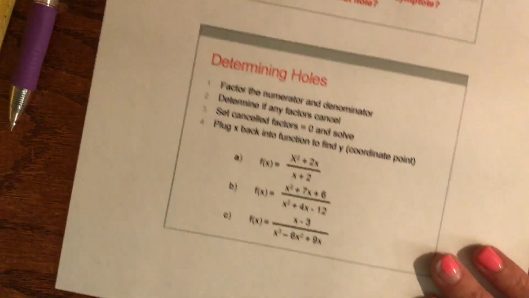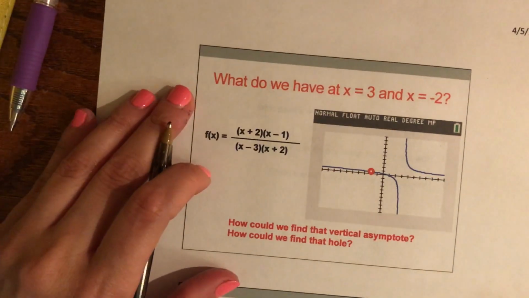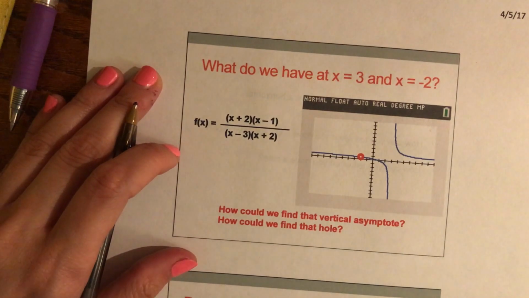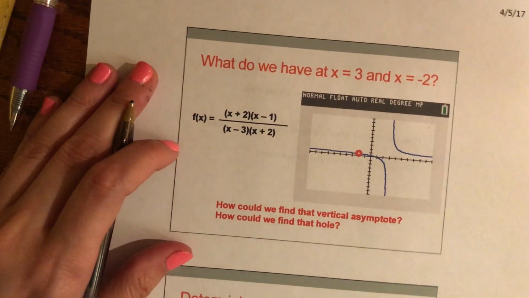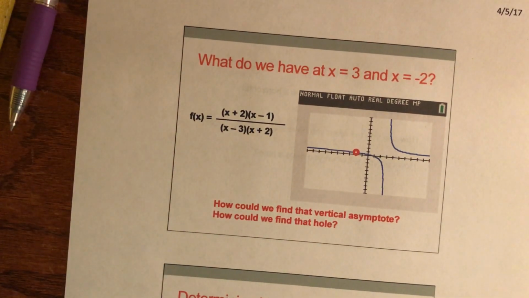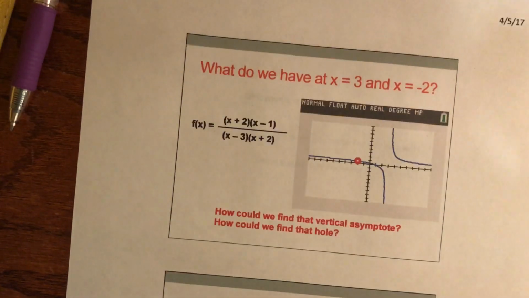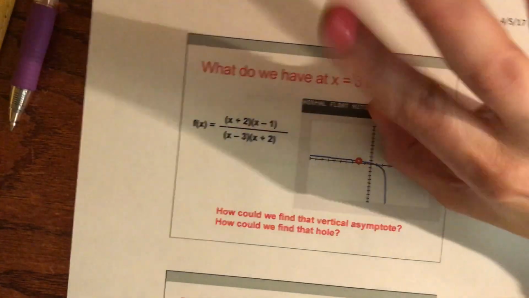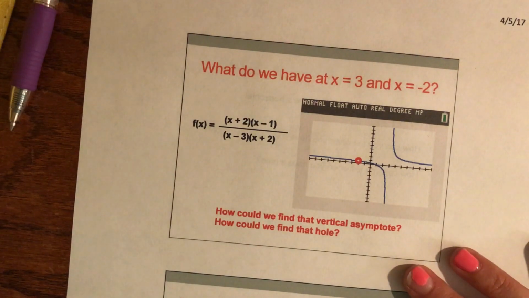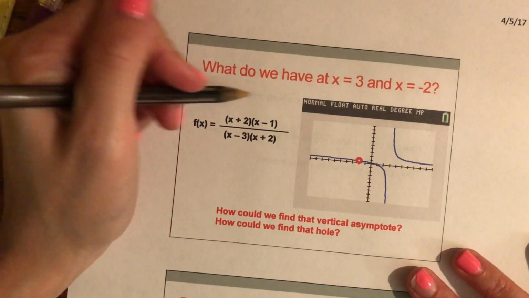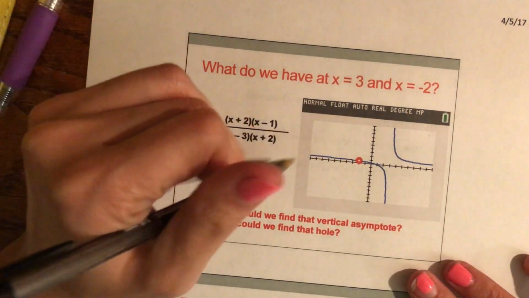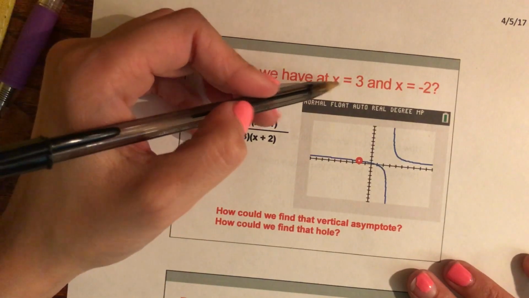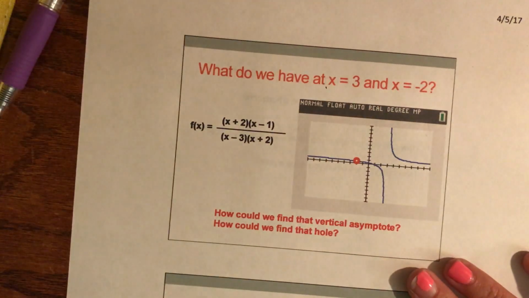The last piece we have to look at are holes. Okay, so if you take a look here, a hole, as a reminder, is just a discontinuity. It's just a point in the graph that does not exist because it's been removed. Okay, so remember, we're literally taking out this piece and flicking it away, right? So here's our function. I've actually factored it for us. Okay, what do we have at x equals 3 and x equals -2?